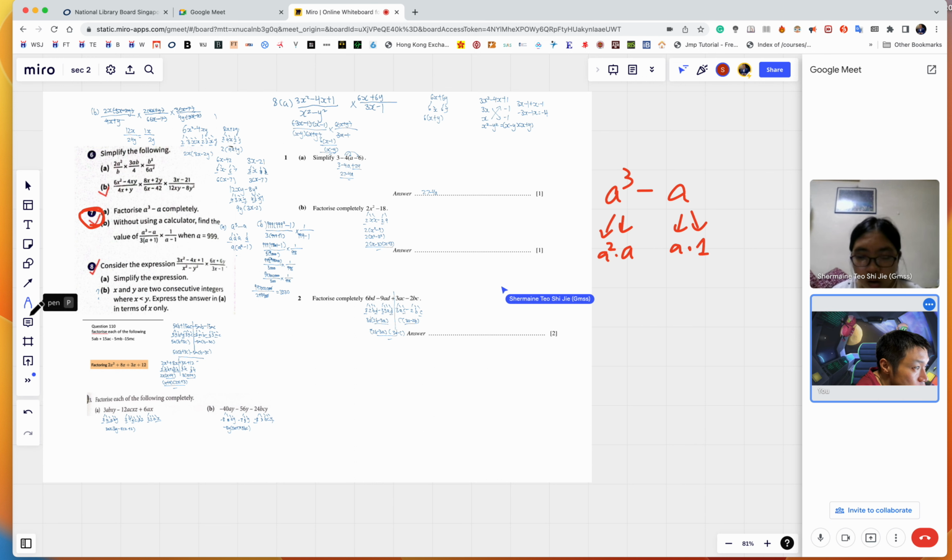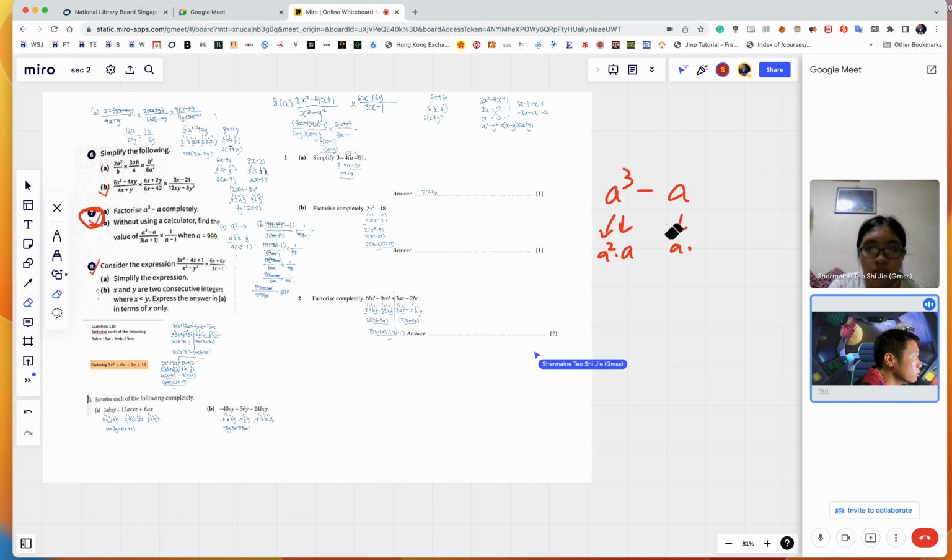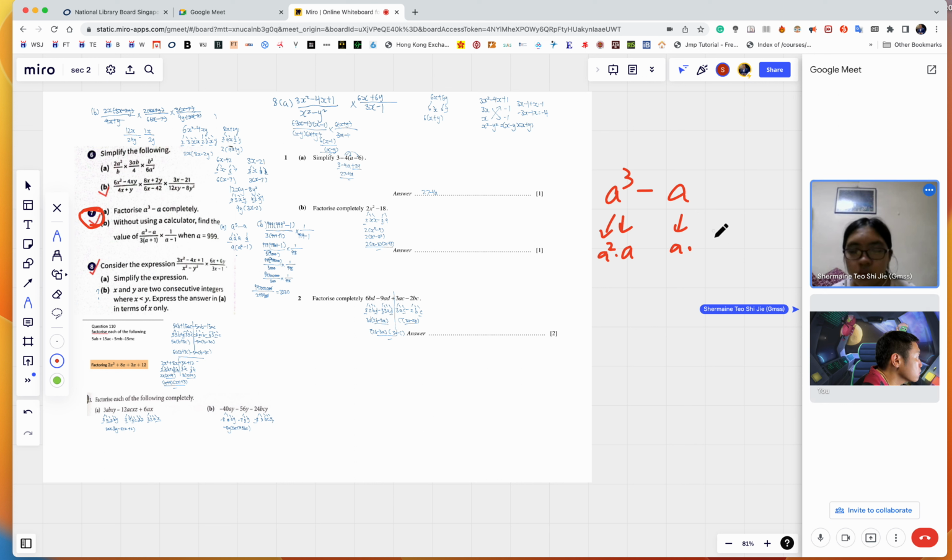Do you think you can do this without the 1? Just do this. Can you do this? Can you move your cursor away? Do you think you can do this? Just a alone, just a here only. Can or cannot? No. Why not? Because you need to square the a.